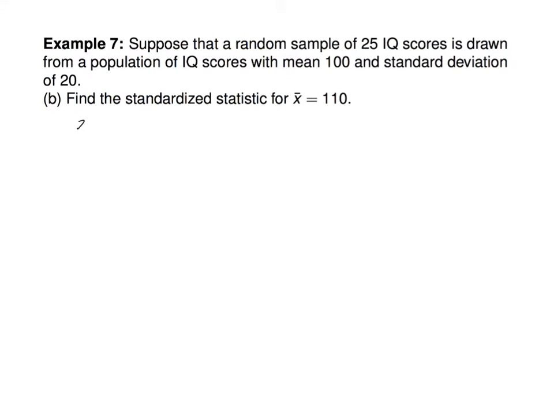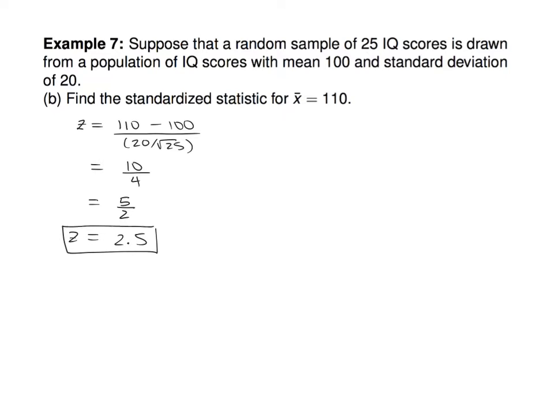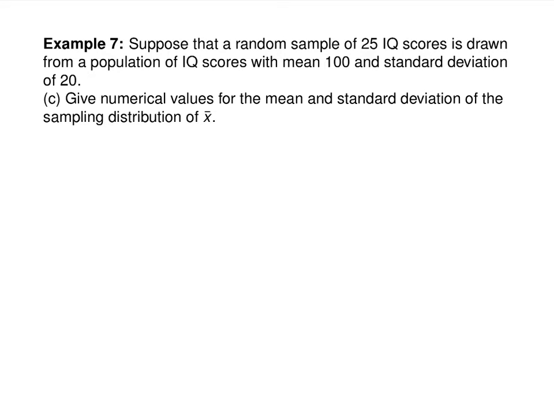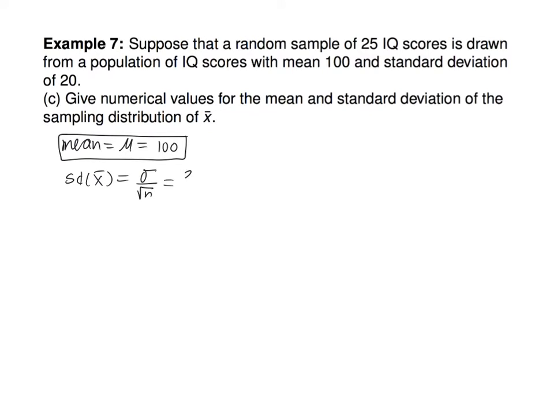For x bar equals 110, the z-score is 110 minus 100 over sigma over root n, so 20 over root 25 again. So that appears to be 10 quarters, which reduces to 5 halves, or 2.5. Give the numerical values for the mean and standard deviation of the sampling distribution of x bar. Well, the mean is equal to mu, which is 100. And the standard deviation of x bar, that's sigma over root n, which is 20 over root 25, which we have already repeatedly found is 4.